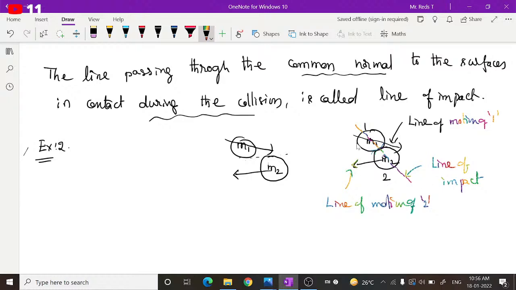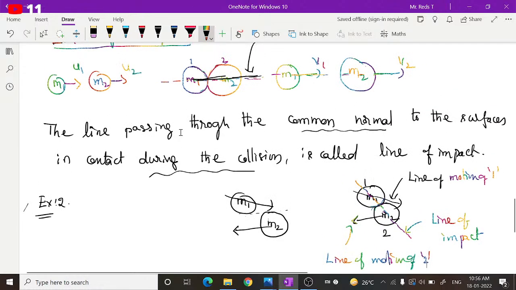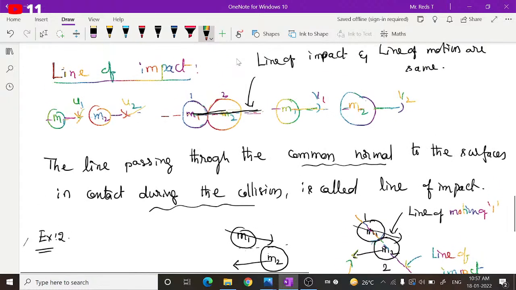But if you compare with the previous one here, before collision they are moving in this direction. This is the line of motion of the first one, and the line of motion of the second one is this. Both have the same line. And during the impact, the common normal to the surfaces in contact is this. The lines of motion of these two bodies are also along the same line. So here the line of impact and the line of motion are the same. That is the difference you have to understand.